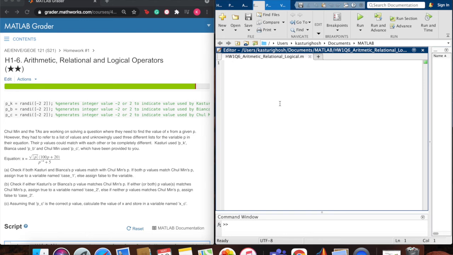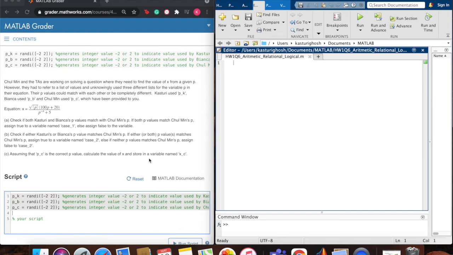So Chilman and the TAs are working on solving a question where they need to find the value of x from a given p. However, they had to refer to a list of values and unknowingly use 3 different lists for the variable p in their equation. Their p values could match with each other or be completely different. Kasturi used pk, Bianca used pb, and Chilman used pc, which have been provided to you.